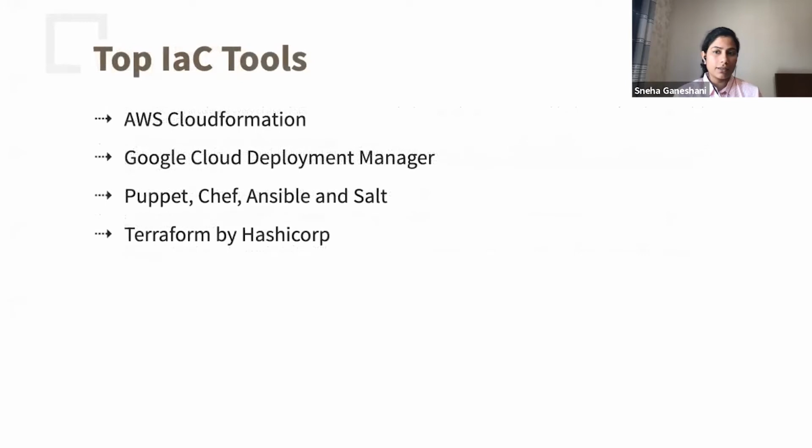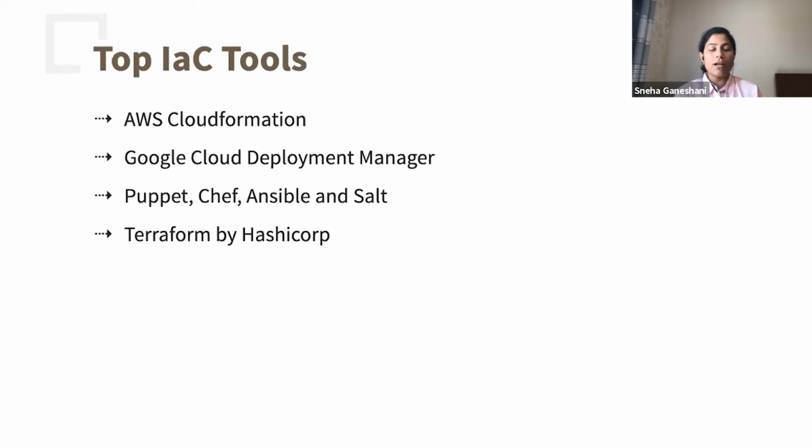What are the top infrastructure as code tools which you can use? First is AWS CloudFormation. AWS CloudFormation is a tool which is provided by AWS, and the only thing is that it is based on serverless, and also you can use this tool to deploy infrastructure only on the AWS environment. Google Cloud Deployment Manager is a similar tool, but this also can be used to deploy only on Google Cloud, not on any other cloud.